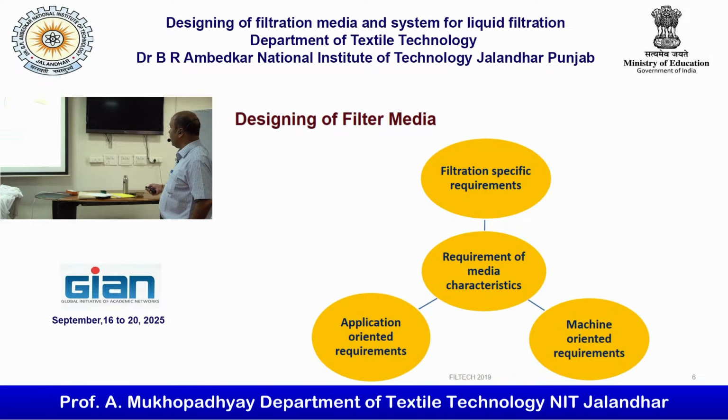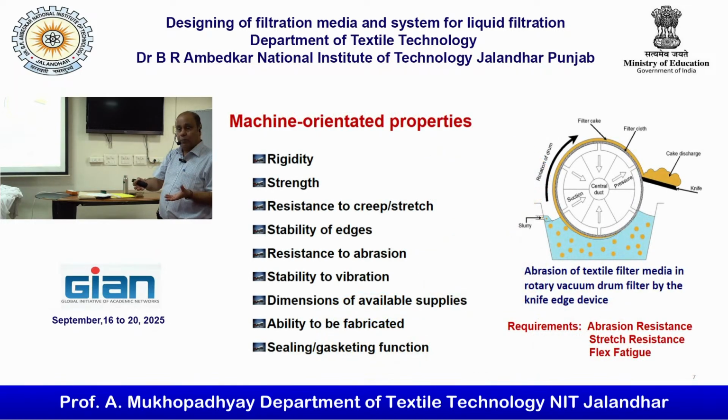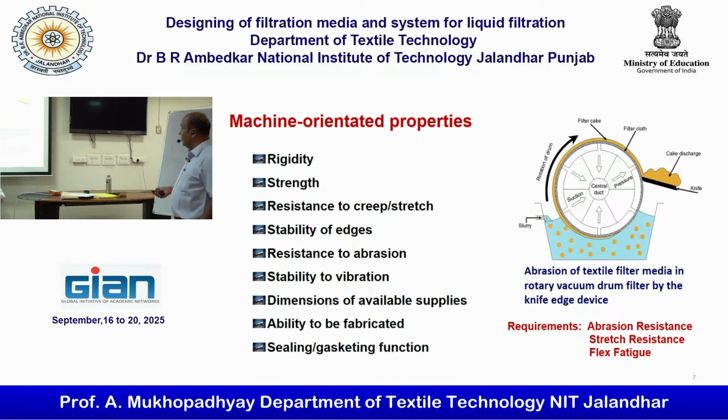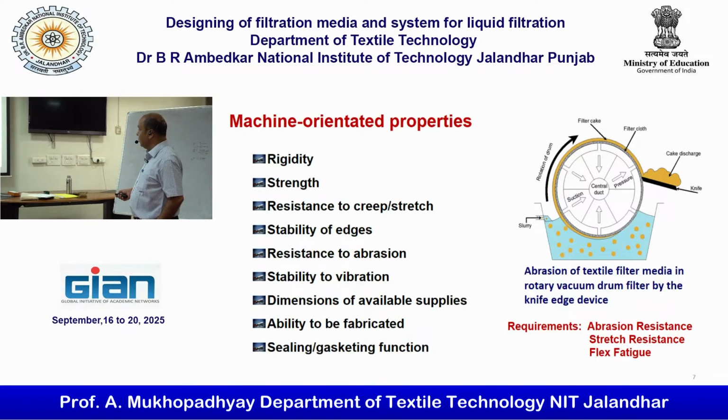So if you see the machine oriented properties, rigidity is important, strength is important, resistance to creep or stretch. If the material gets stretched, obviously the tightness between the drum and the material will be poor. If it is not good, then filtration will be affected. Stability at the edges, resistance to abrasion, stability to vibration, dimensions and availability from the supplier, and ability to be fabricated for sealing and gasketing function. In this case, abrasion resistance is important, stretch resistance is important, flex fatigue is important. These three properties are very, very important whenever we talk about drum filters.